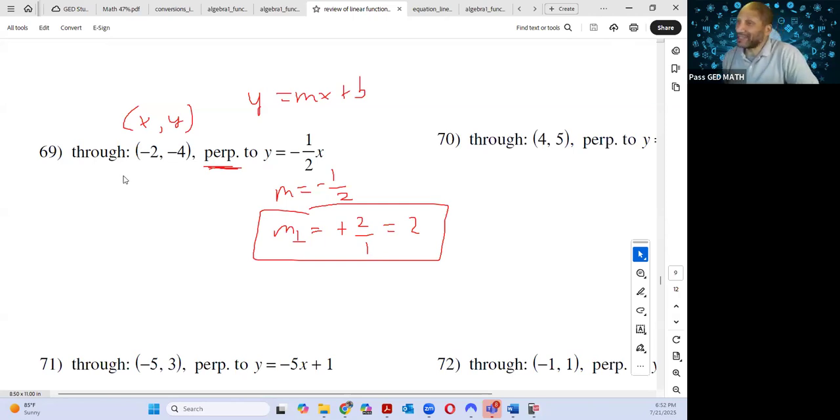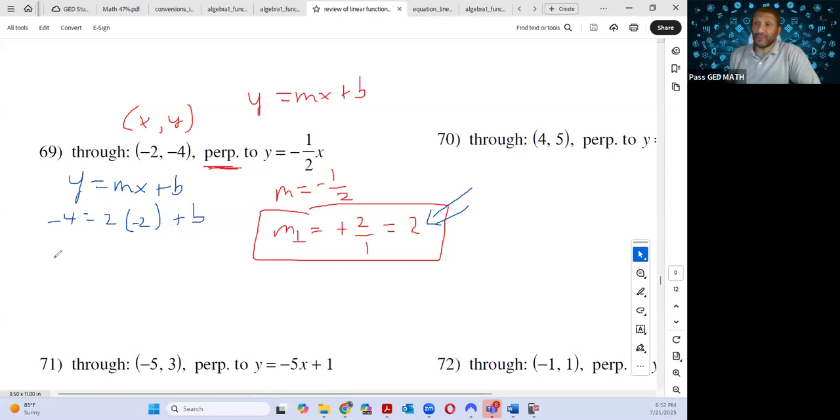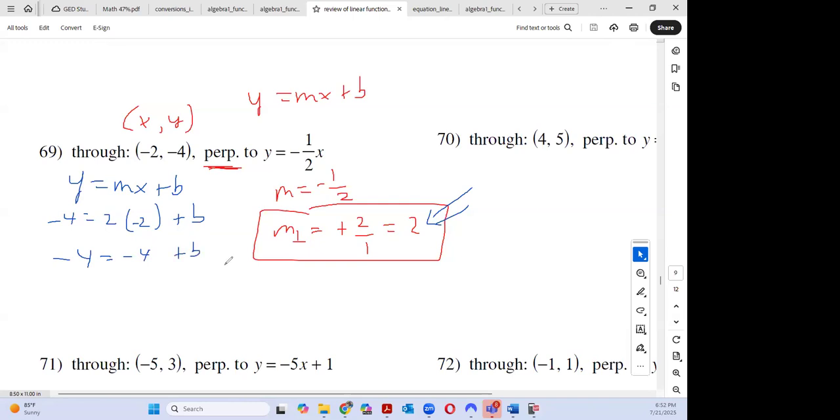So I'm going to do the same exact thing. y equals mx plus b. My y, -4. My slope, 2. I'm not taking the slope -1/2 because I'm trying to find the equation of the perpendicular line. So I've got to use the slope of the perpendicular line. My x is -2, plus b. -4 equals -4 plus b.